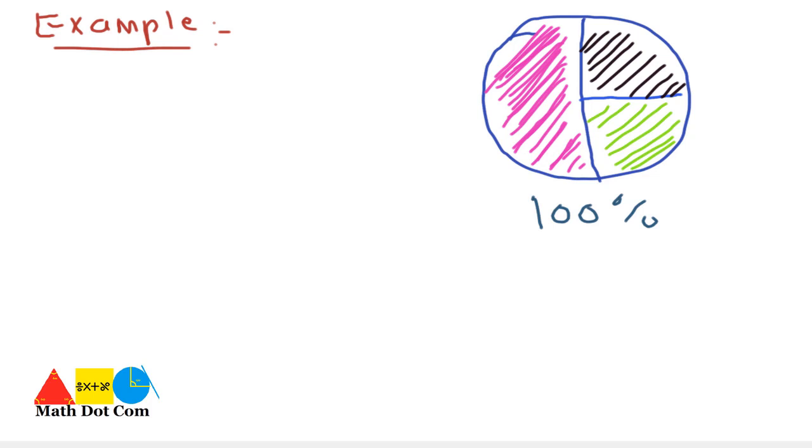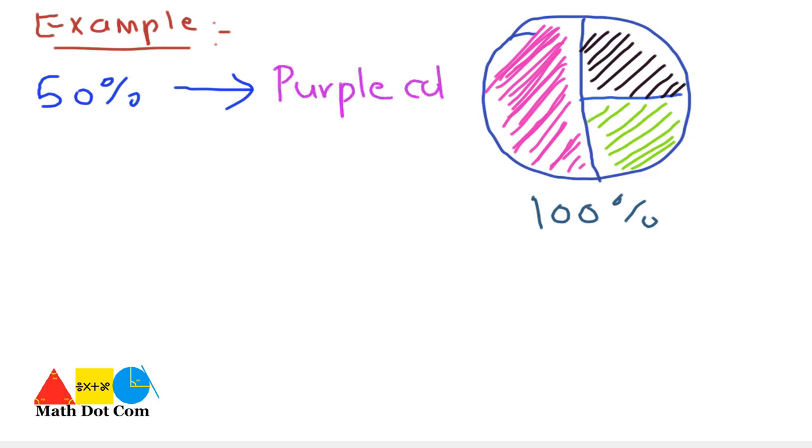It is clear that half of the portion is colored purple. So out of 100, half of 100 is 50. So we'll say 50% of the circle is filled with purple color.